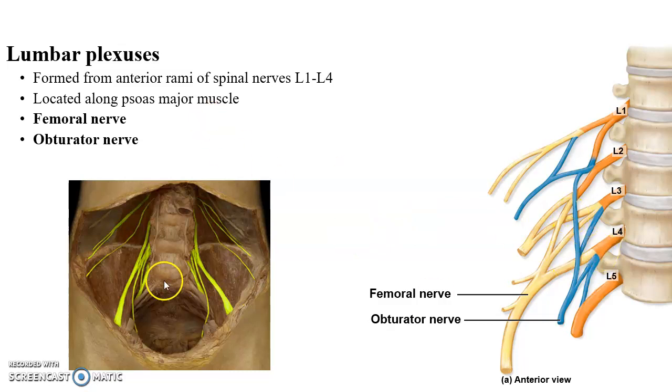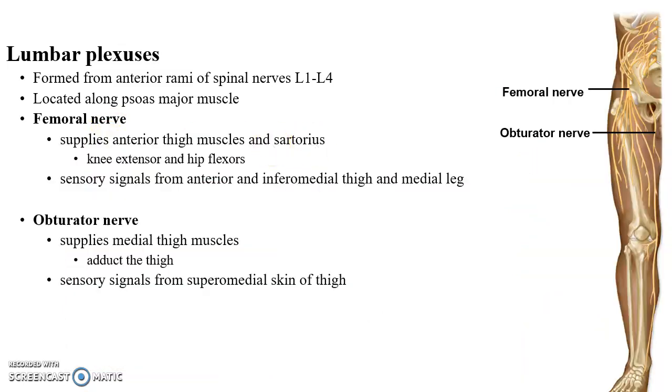Lumbar plexus, down near the pelvic area. The lumbar plexus includes spinal nerves L1 through L4, and it will split into two main nerves, the femoral nerve and the obturator nerve. The femoral nerve is an anterior nerve.